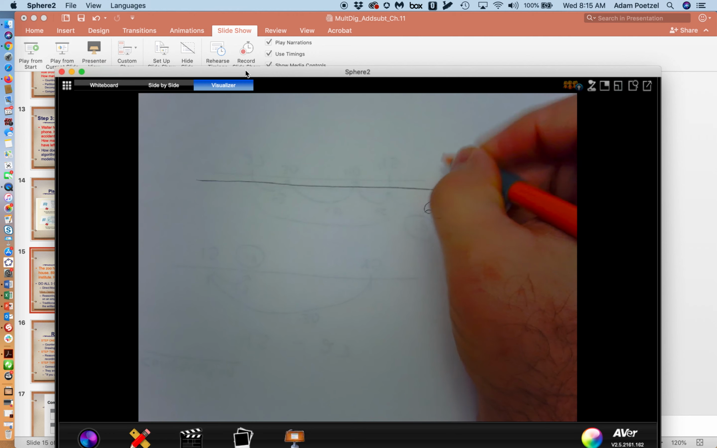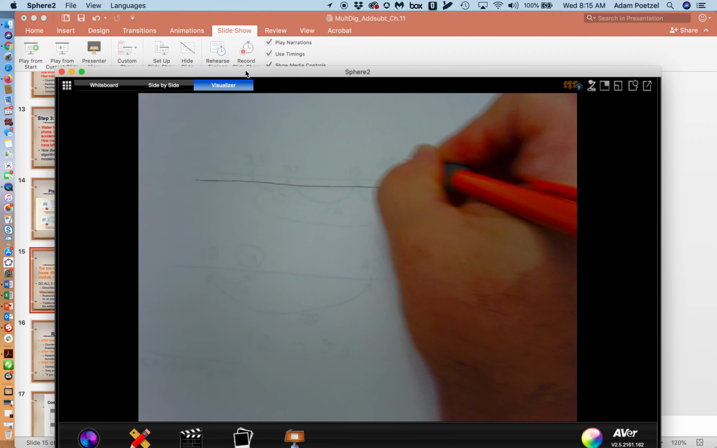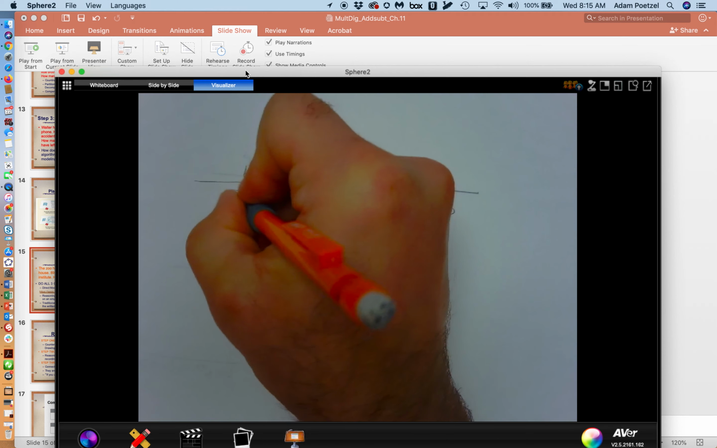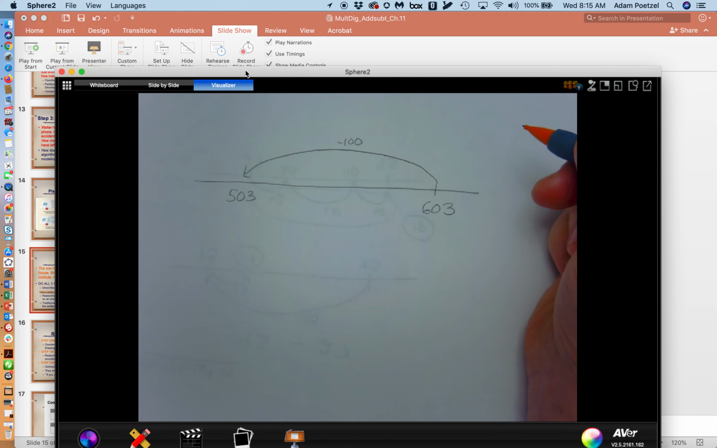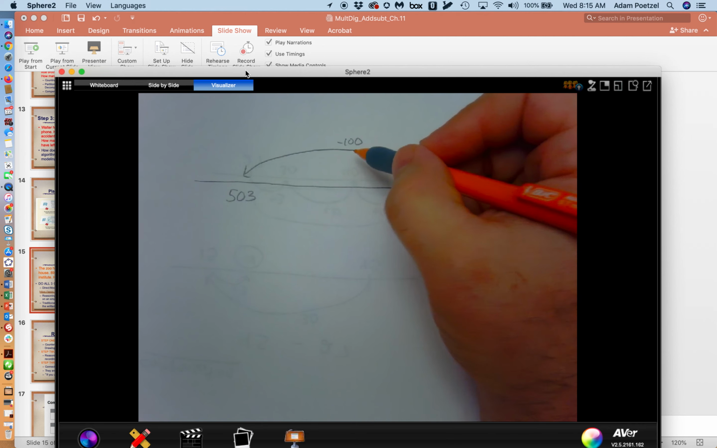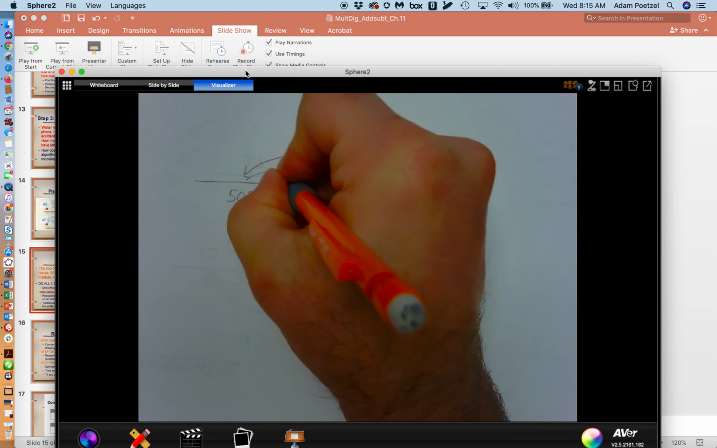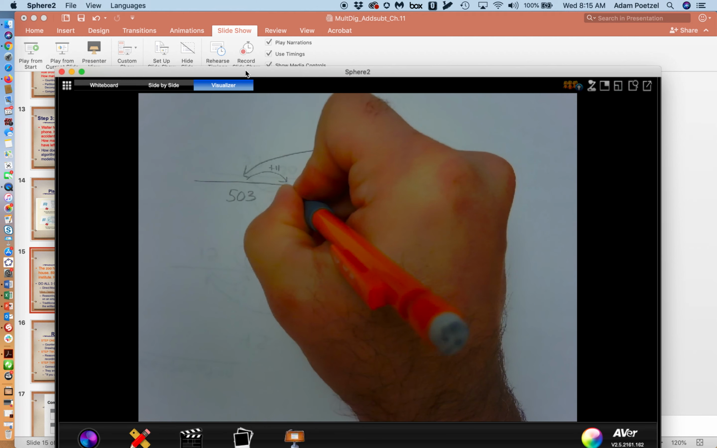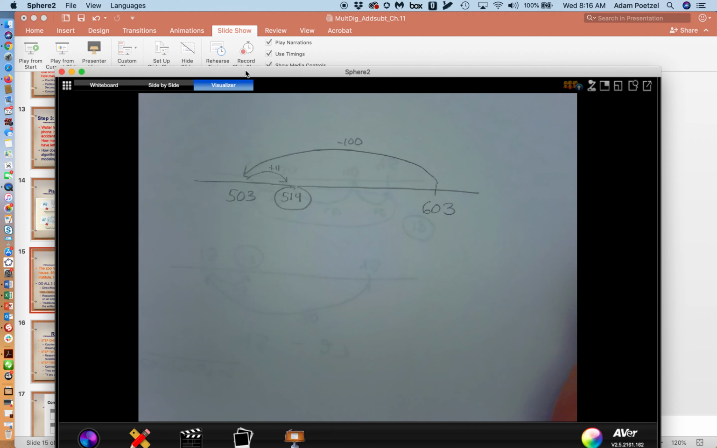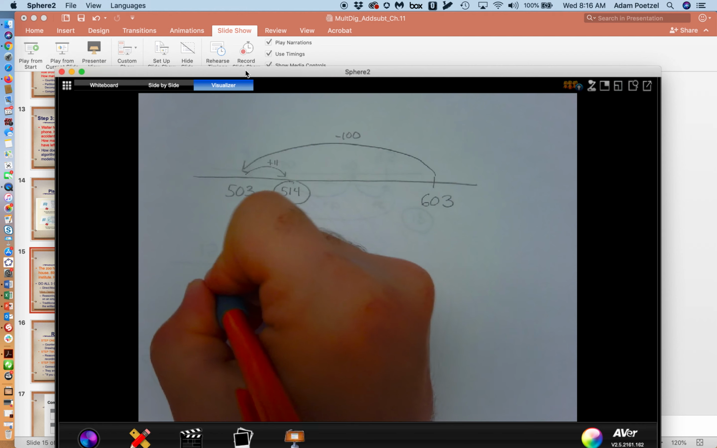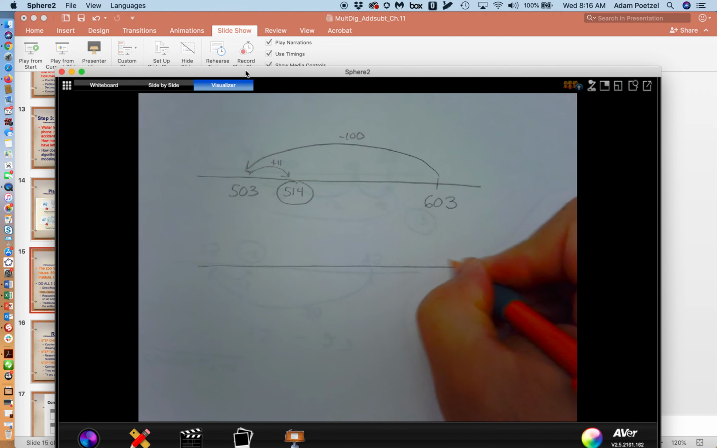For example, 89's kind of a not friendly number, but what if I decide to take away 100 instead? If I take away 100 snakes, that would give me back to 503. But I know I only needed to take away 89, so that was 11 too many. So I need to jump back 11, which would get me to 514. And that would be, again, a compensation strategy, kind of rounding and adjusting. But again, we could have used partitioning as well for sure.